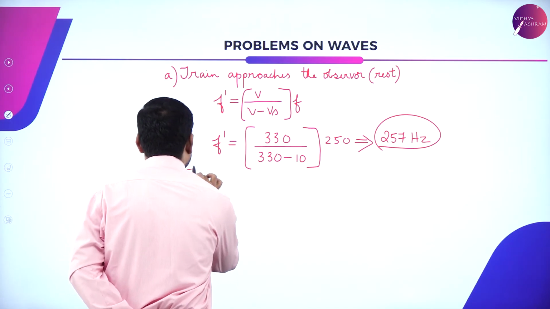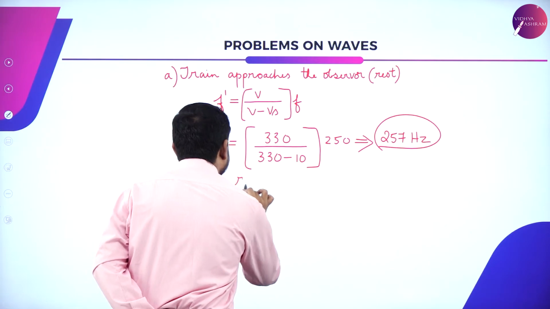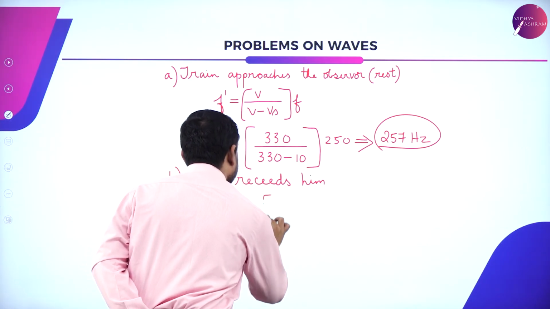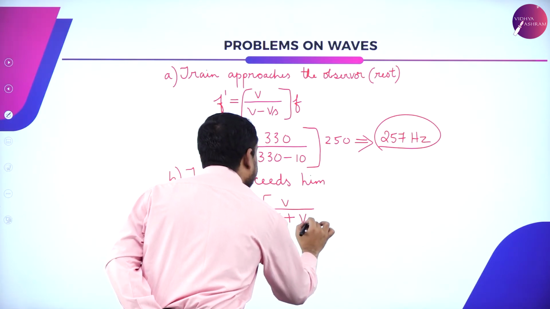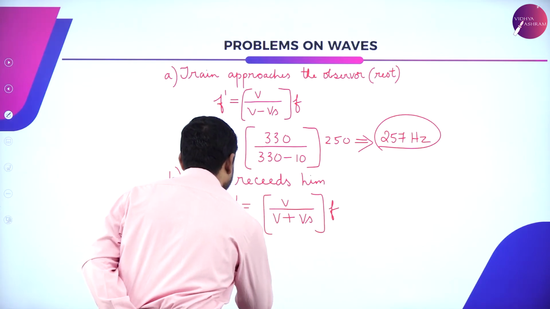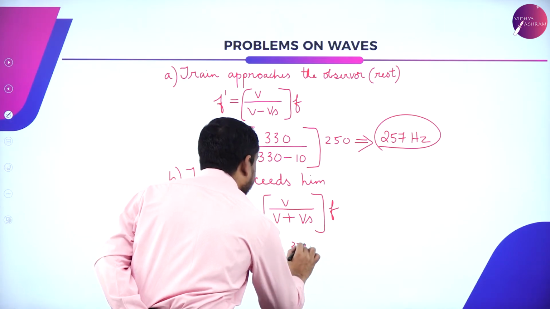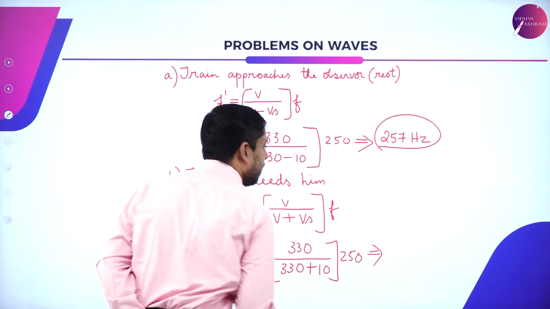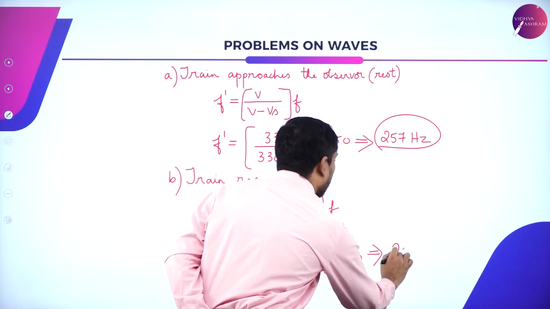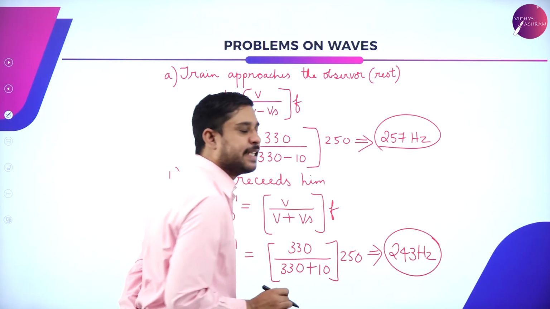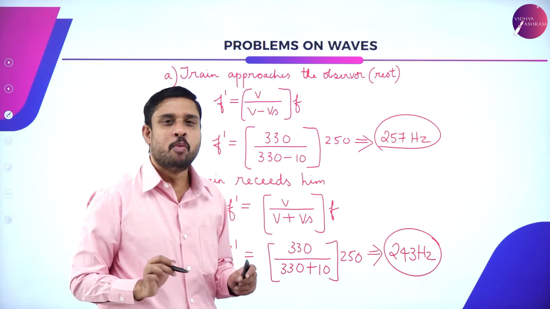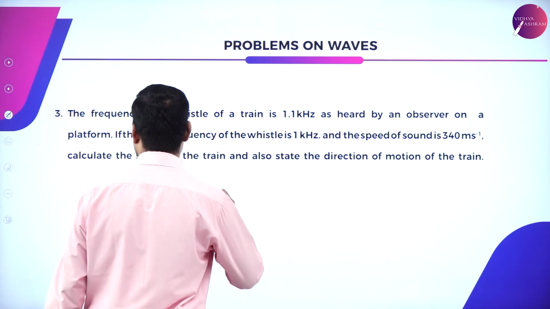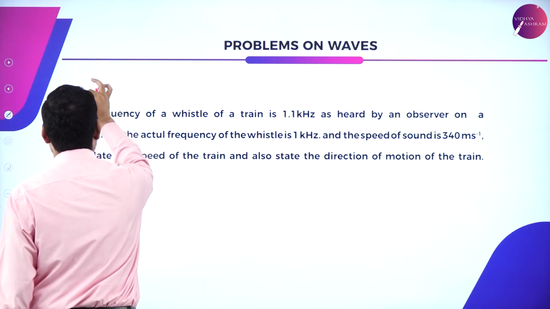B. Train recedes. So again, F dash is V plus Vs into F. So V is 330 again. 330 plus 10. F is 250 again, and on simplification, this is 243 hertz. See again, just the same relation. Numericals vary. I have got the solution at hand. The next problem, students. This is an important one. This is asked in the examination.